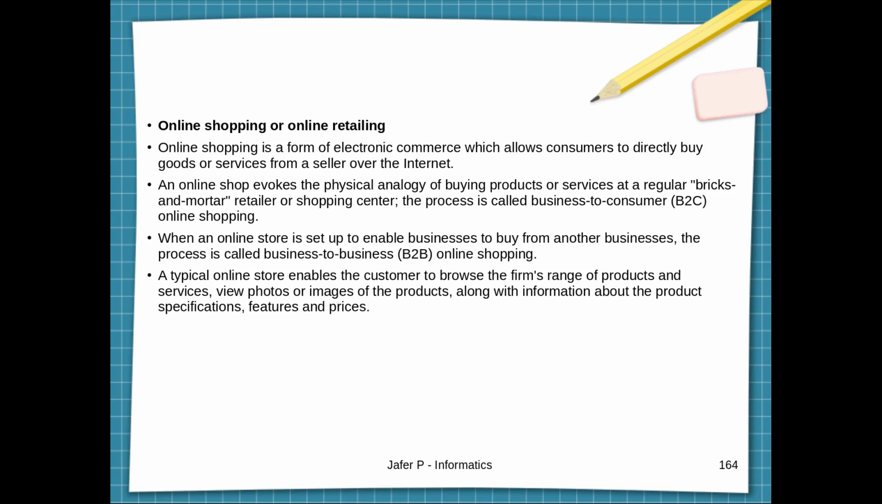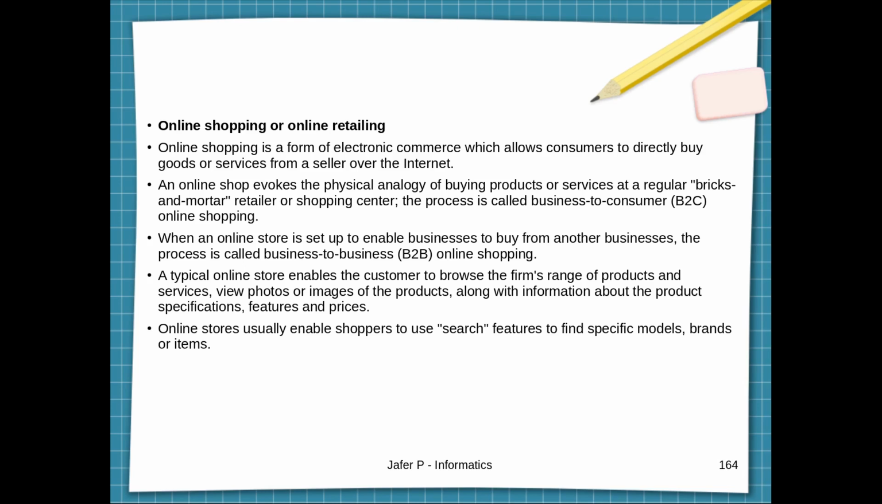A typical online store enables the customer to browse the firm's range of products and services, view photos or images of products, along with information about the product specifications, features and prices. So you will get all the information of a product. You can see the image of the product, the specification of the product, the features and prices of the product. Okay, so you can see everything from the internet. You can see everything through an online shopping website.